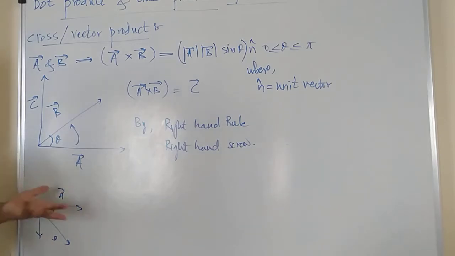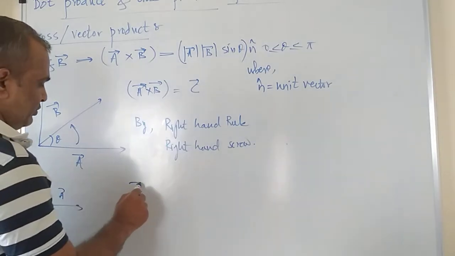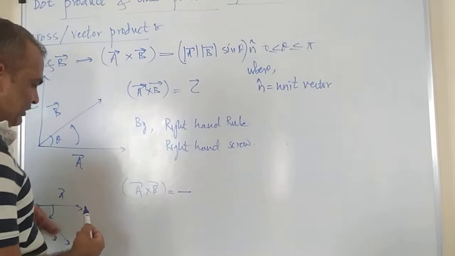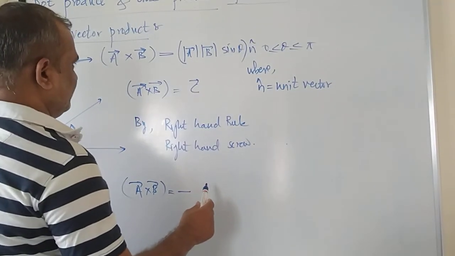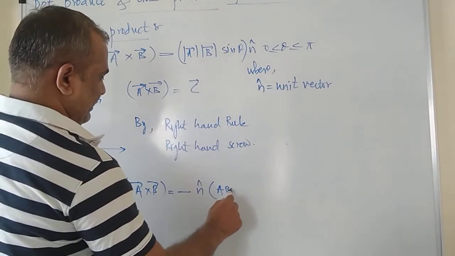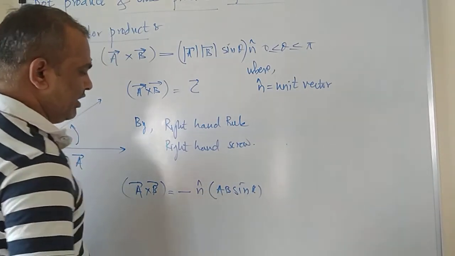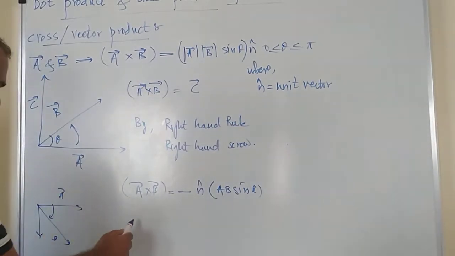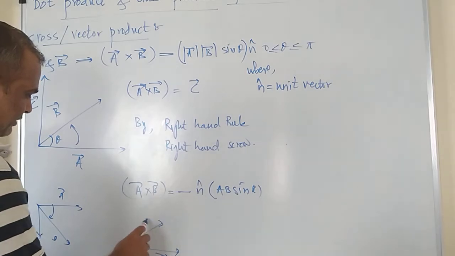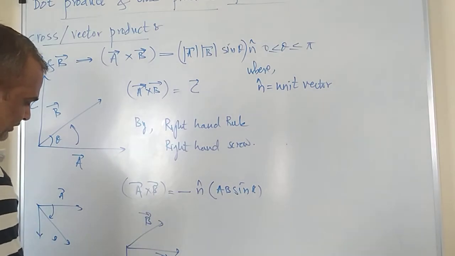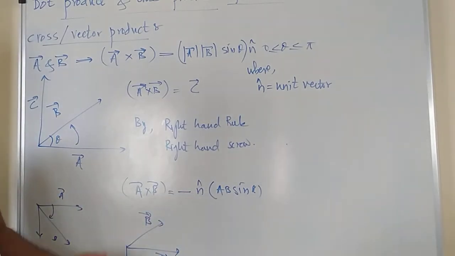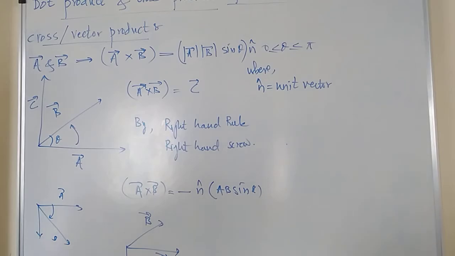Fine. Or in other way around, I can say, the cross product of two vectors A bar cross B bar is equal to negative n cap into AB sin theta, because it is in the negative direction. Got it? So I can represent this also. This is vector A bar, this is vector B bar, and this is the direction of the vector, because of the negative sign. Hope you have understood how to calculate the direction of the vector.